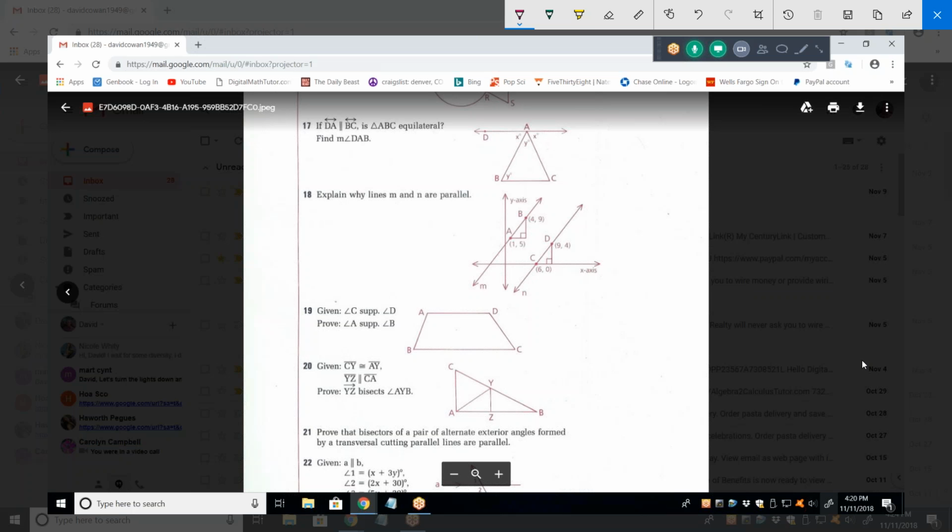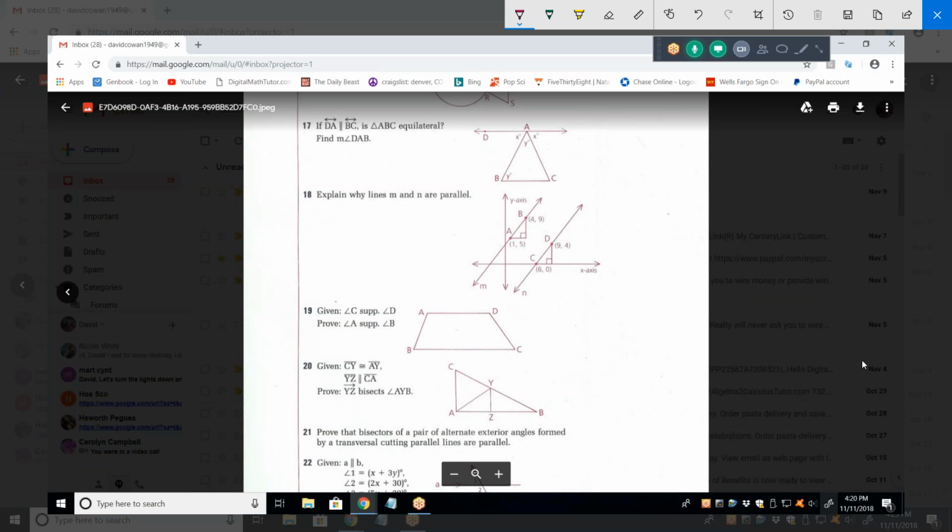Okay. Explain why lines M and N are parallel. What do I have to do to show they're parallel? Forget about congruent triangles and parallel lines and transversals, and think about it in a different way. What causes two lines to be parallel? Oh, same slope. Yeah, exactly. So explain why they're parallel.